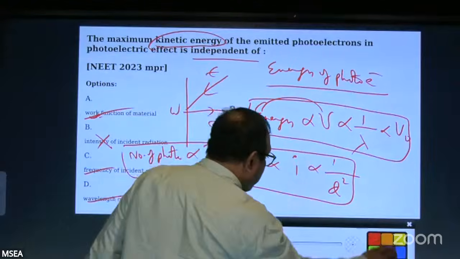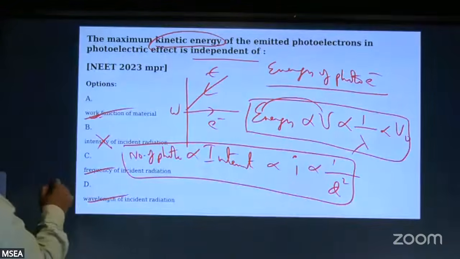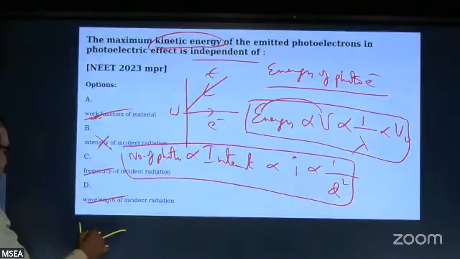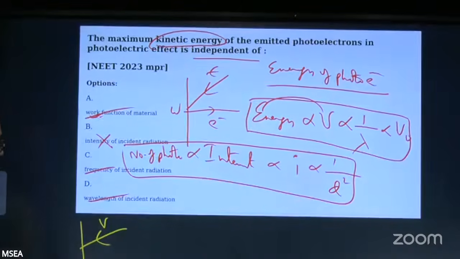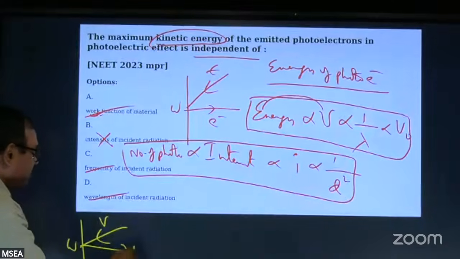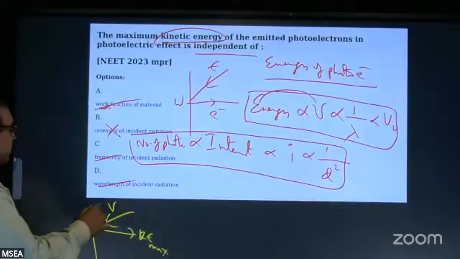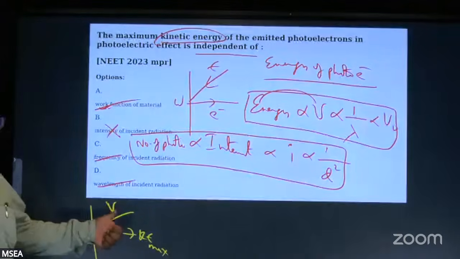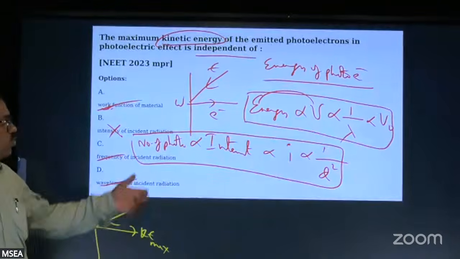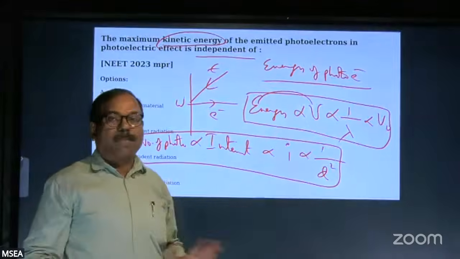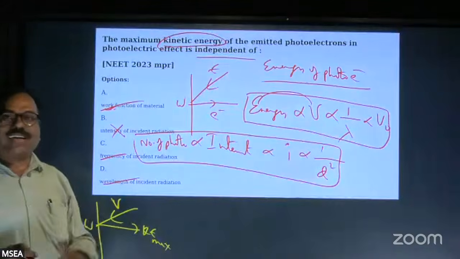Let us take what they may ask. Look here. For example, this is the frequency of light falling on the metal. This is the work function, and this is the maximum kinetic energy of the photoelectrons that come out. Now, if the frequency is doubled, what happens to its kinetic energy? Can we say it is doubled?